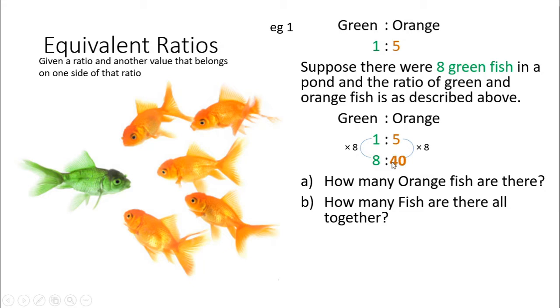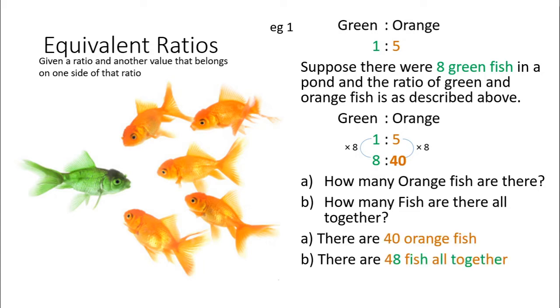Well, orange fish, that's just this side of the ratio. Not the ratio itself, but just the 40. And how many fish are there altogether? Well, there are 40 orange fish, and we were told there were 8 green fish, so together that would be 48 fish altogether. Always go back and read the question before you move on. So there are 40 orange fish, and there are 48 fish altogether.